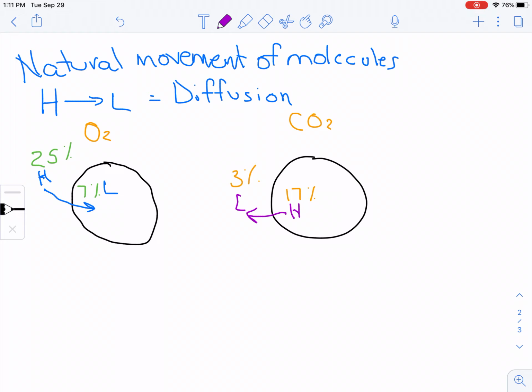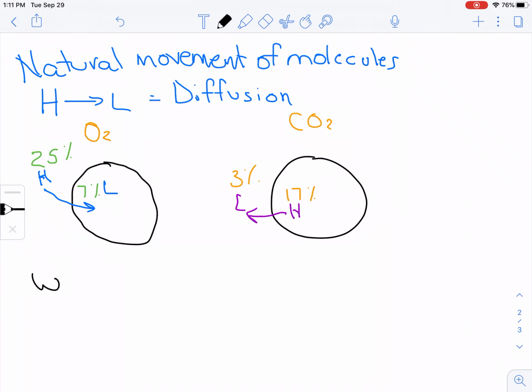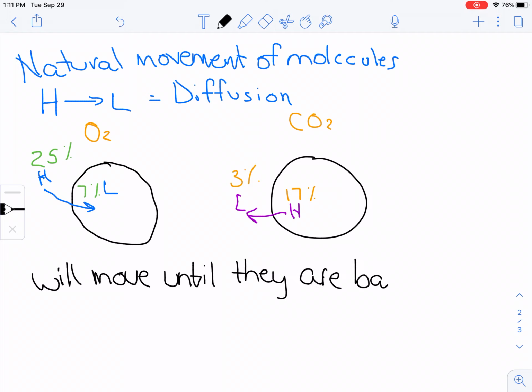Both of them are going to move until they are balanced, until the percentages are equal. That is going to be a state which we refer to as dynamic equilibrium.